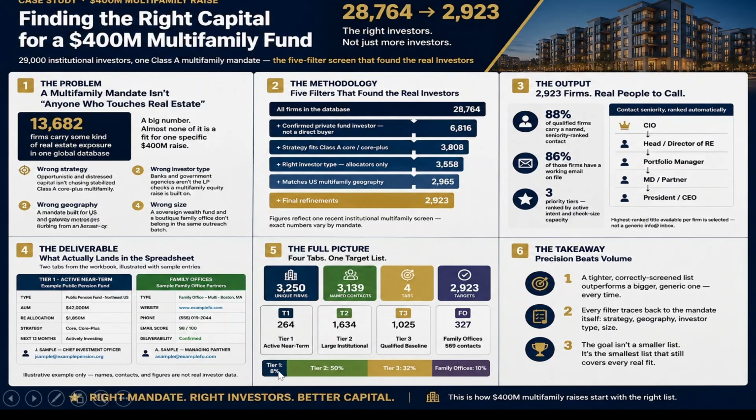Tier 1, 8%. Those are the ones that, if you didn't go to anybody but them, would be enough. Tier 2, 50%, Tier 3, 32%, and family offices make up about 10%. So the takeaway is precision beats volume. A tighter, correctly screened list outperforms a bigger generic one every time. Every filter traces back to the mandate itself: strategy, geography, investor type, size. And the goal isn't a smaller list, it's the smallest list that still covers every fit. Now, this is how a $400 million multifamily raise starts, with the right lists.